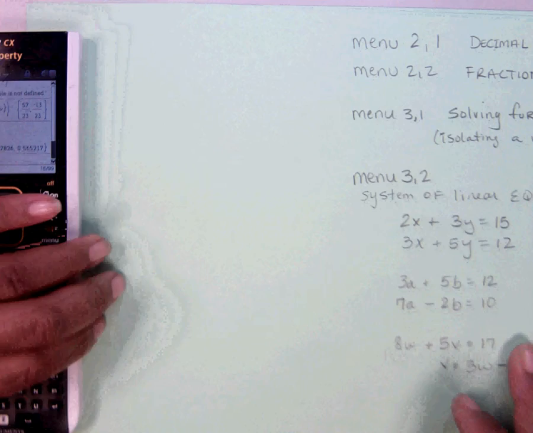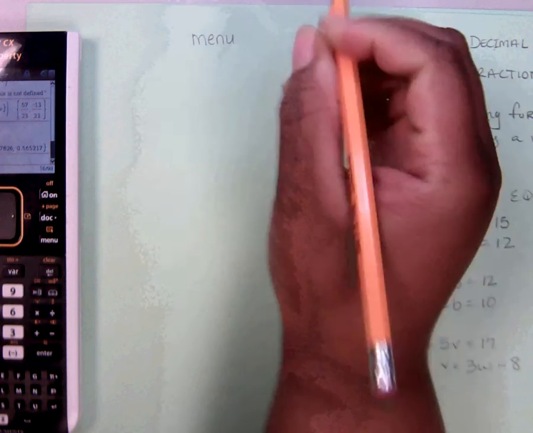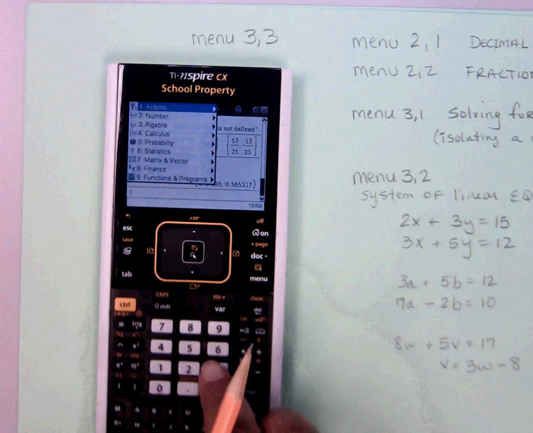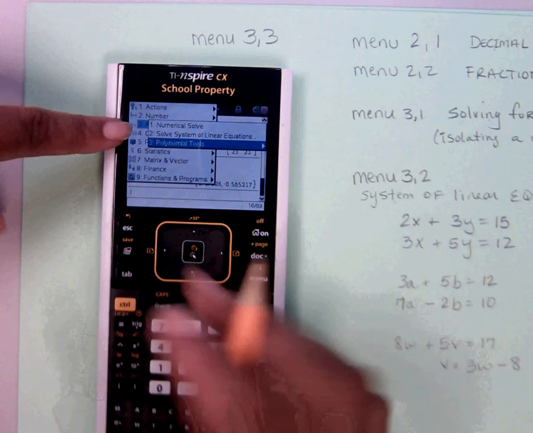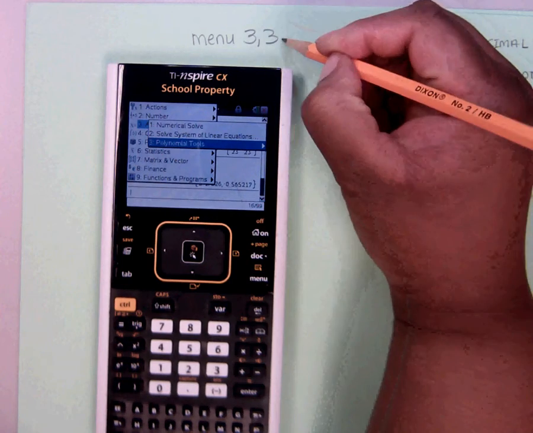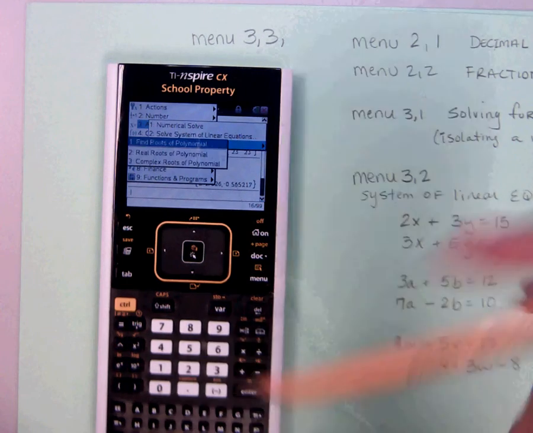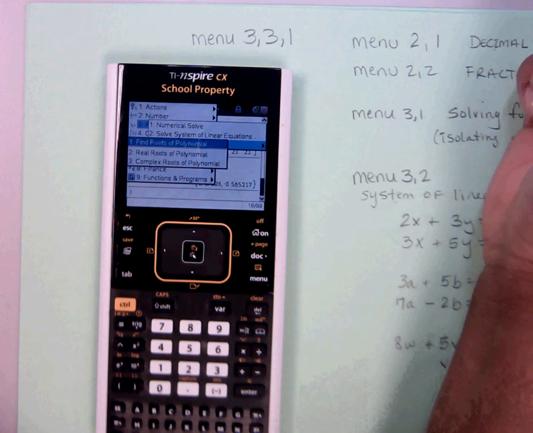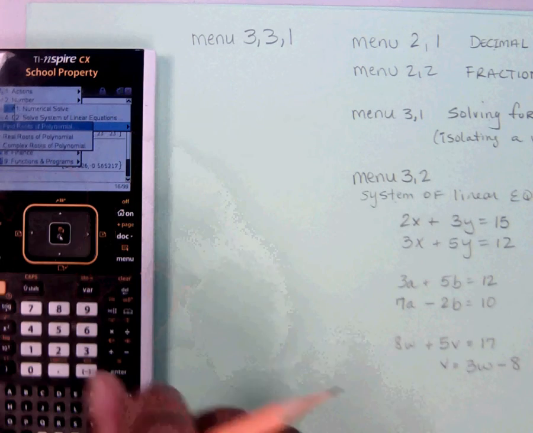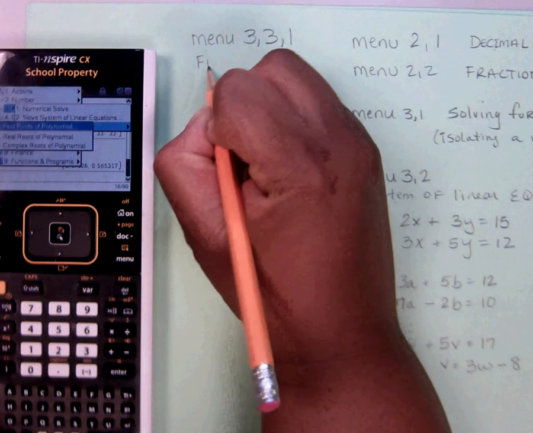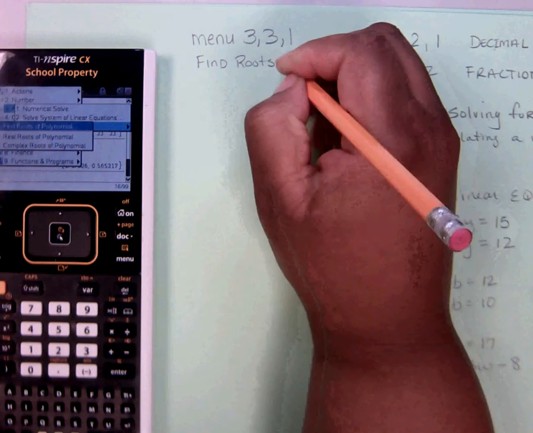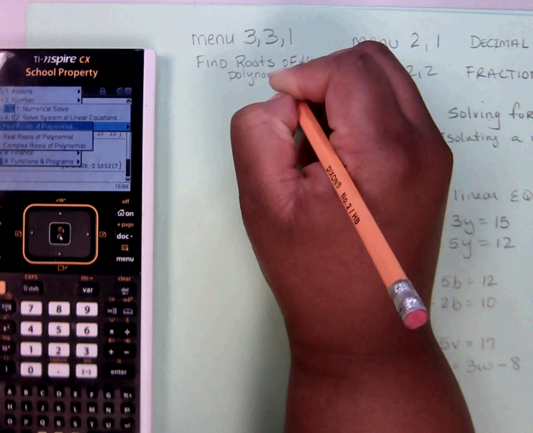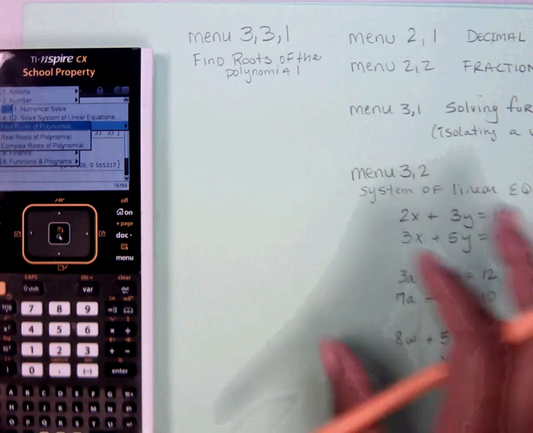Now let's go over menu 3 3. Okay, menu 3 3. 3 for algebra, and 3 for polynomial tools. After you press 3, you have to choose one of the options here. And in class, we use menu 3-1, okay? So when you do menu 3-1, we are finding the roots of the polynomial.